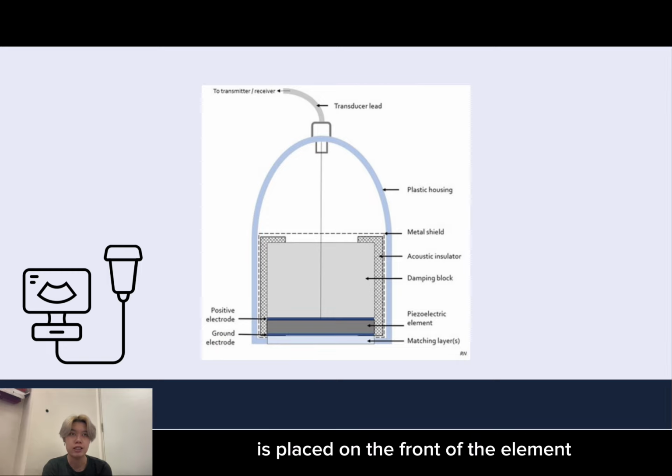The ground electrode is placed on the front of the element and serves as a reference point for the electrical circuit. The ground electrode provides a return path for the electrical activity, as a positive electrode induces vibrations from the crystals, and the resulting electrical charge needs a path to return, which is provided by the ground electrode.